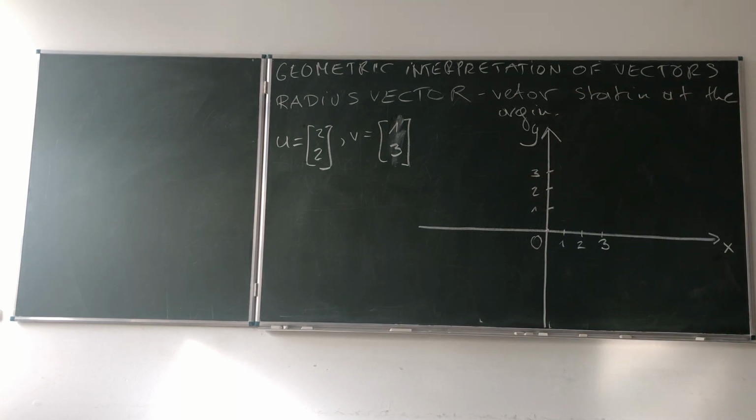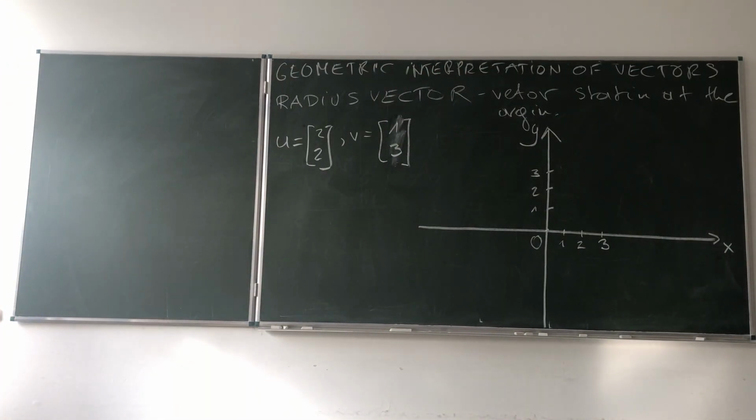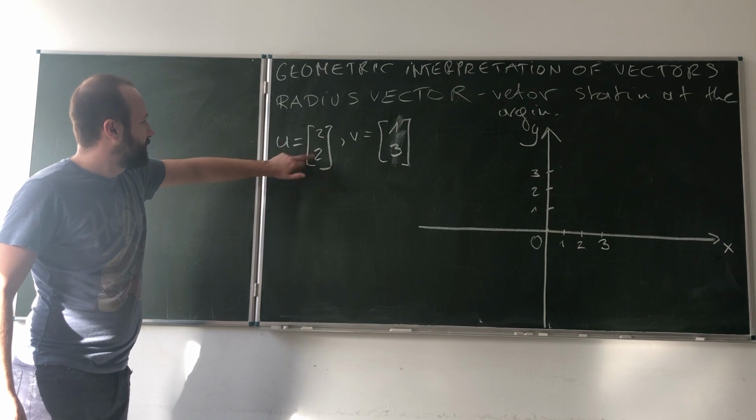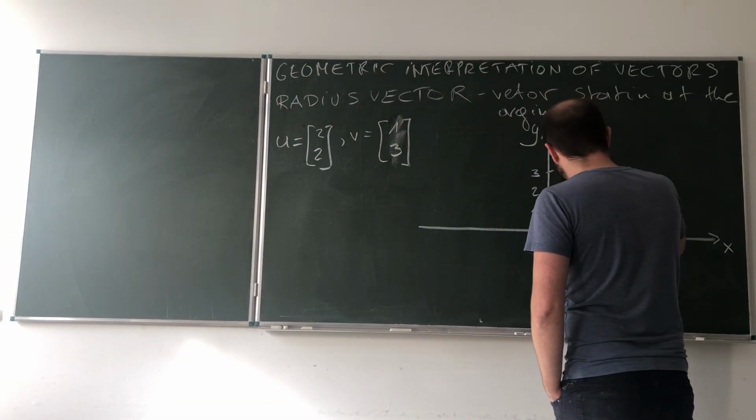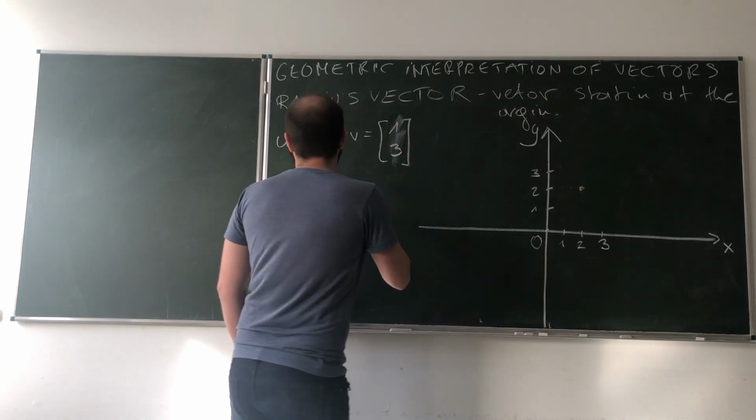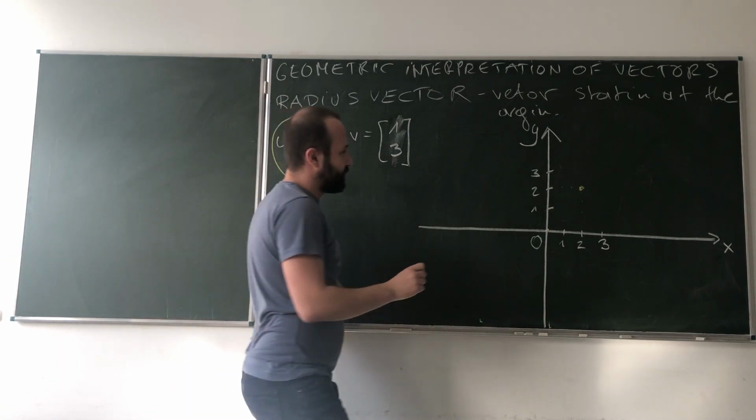Okay, so how do I graph a radius vector? Actually, this is really easy because, as the definition suggests, we should just start from the origin. Where should we finish? At the coordinates given over here. So, vector u in our scenario will be a vector coming up from the origin.